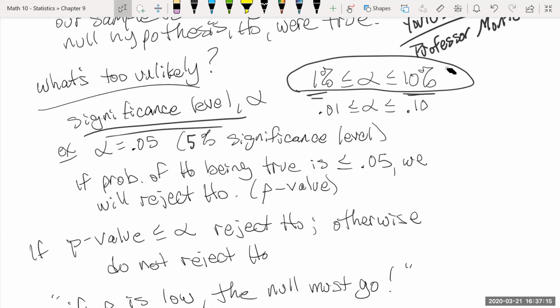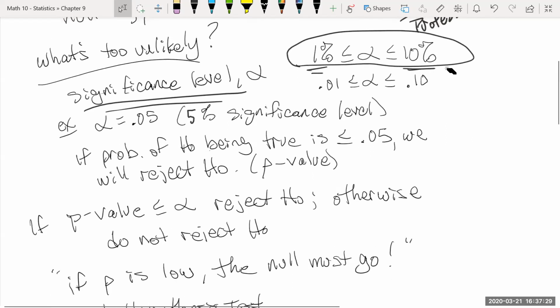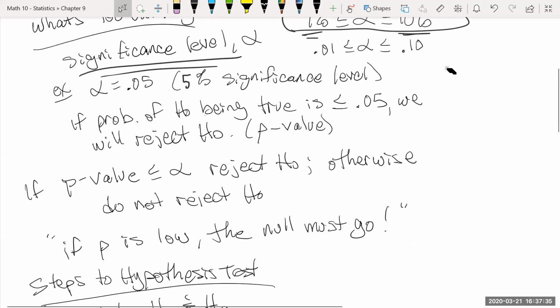All right, so here's the rule. If the p-value is less than or equal to alpha, then we say, oh, that's too unlikely to have happened by chance. We reject the null hypothesis. Otherwise, we don't reject it. And then the little mnemonic saying to help you remember, if p is low, the null must go. All right, so remember that. If p is low, the null must go.